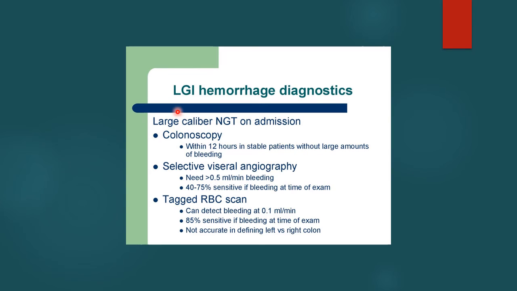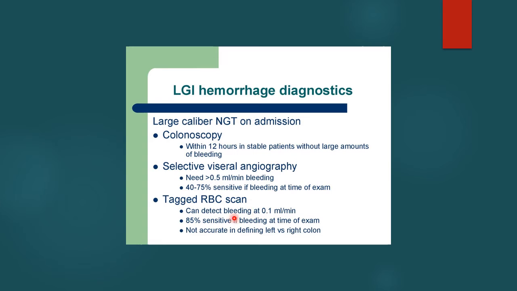Okay, just a summary of these special investigations of lower gastrointestinal hemorrhage. Colonoscopy is the most important and must be done within 12 hours in stable patients without a large amount of bleeding. So stabilize the patient and proceed with colonoscopy. Selective visceral angiography needs 0.5 mL per minute of bleeding in order to be positive. It is 40 to 75% sensitive if the bleeding is occurring at the time of the examination.